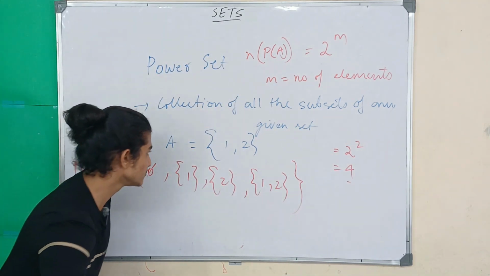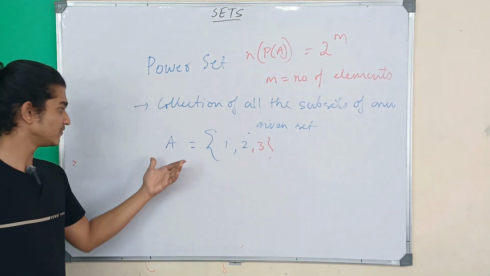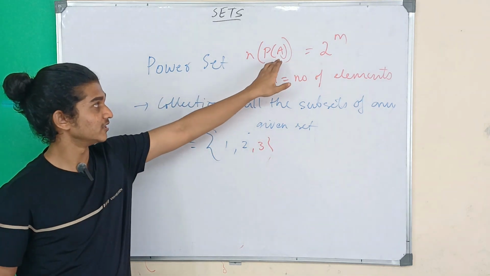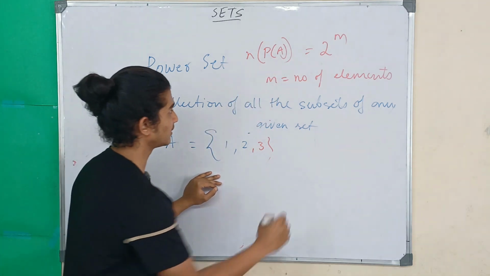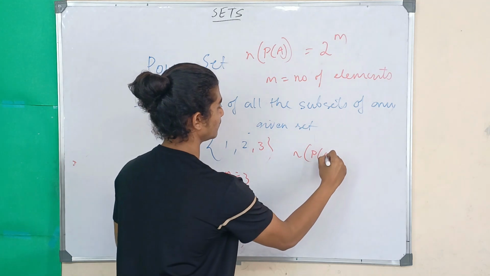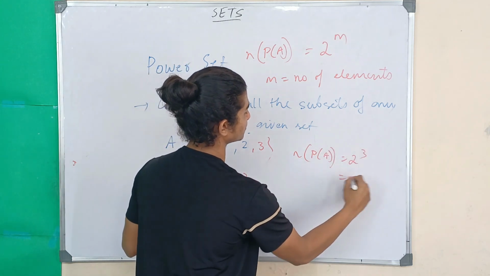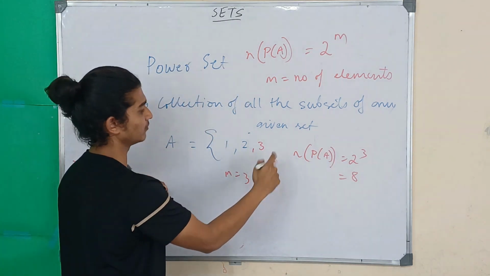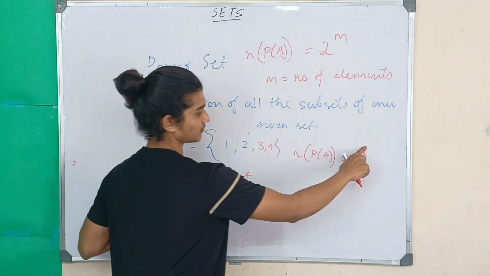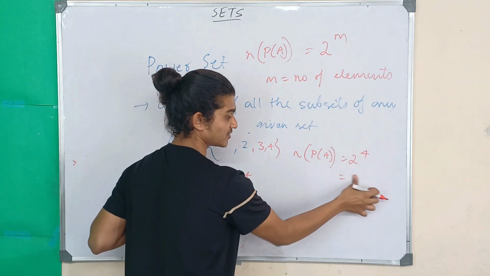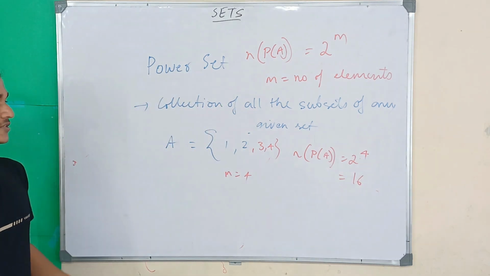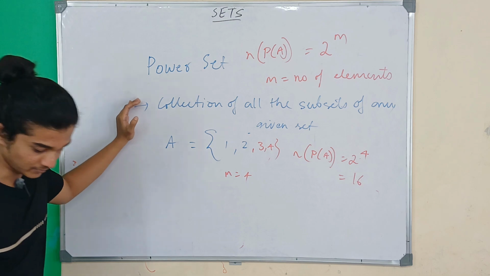Imagine you have the set A equal to {1, 2, 3}. What is the number of elements in the power set of A? You can find it by using this formula. Here m equals 3, so the number of elements in the power set of A is 2 to the power 3, which is 8. Now imagine you have 4 elements. Instead of 3, you put 4, and the number of elements in the power set becomes 16. So it starts growing exponentially. So this is the meaning of power set.